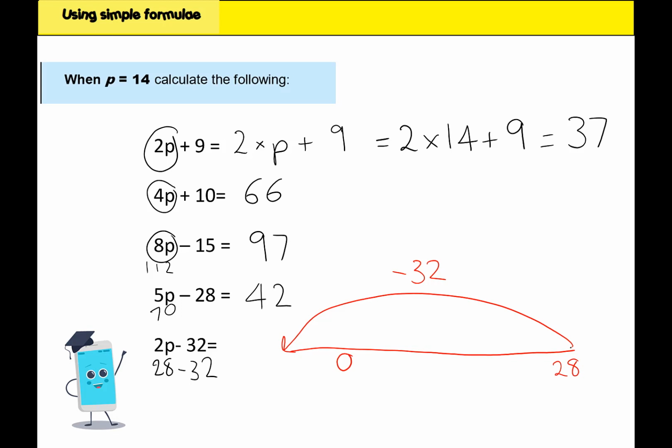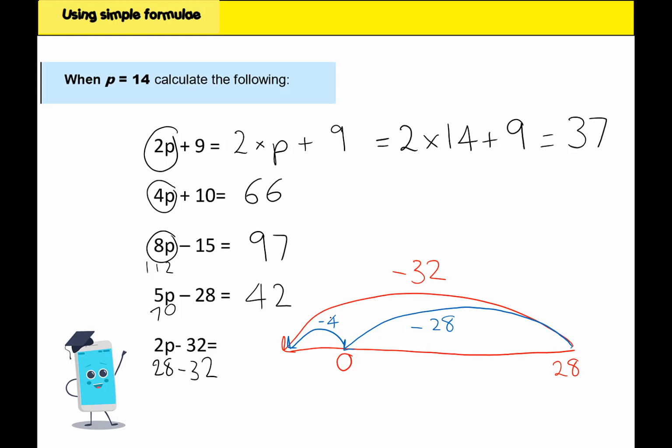So from 28 to get back to 0, I'm taking away 28. But I needed to take away 32. So how much further do I need to go? So I need to think about the difference between 28 and 32 here. I've subtracted 28 of the 32. I've got another 4 to go. Okay, now it's a bit clearer to see what my number's going to be.